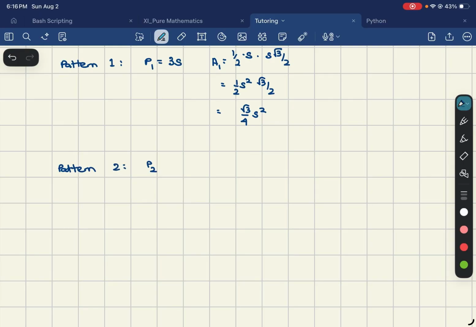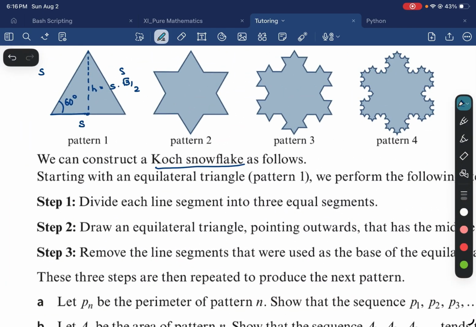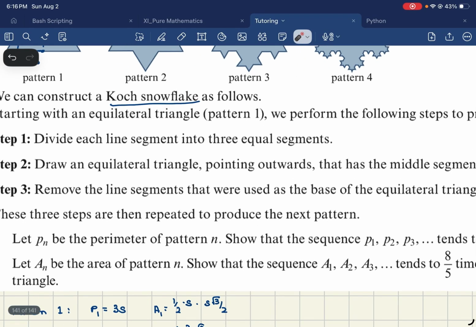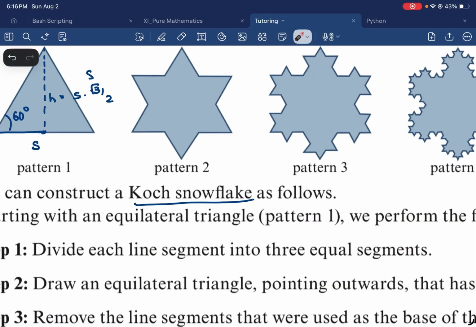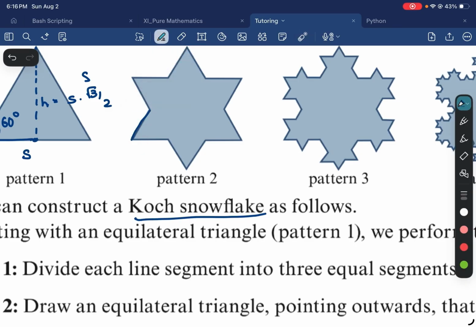What is the perimeter of pattern 2? So the perimeter, to figure that out, well, we know that this side was previously S, right? It got divided into, if you read here, 3 equal segments. So this and this and this are equal, and these are the 3 segments, right? So this side effectively is going to be our original divided by 3.